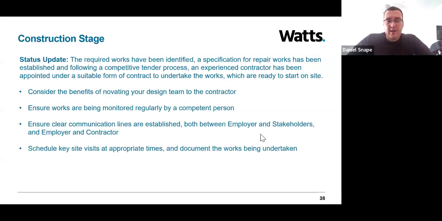It's also important to understand the works being undertaken are documented. You should have photographic evidence of the system being put together, as both parties might need to rely on that in the future for one reason or another.